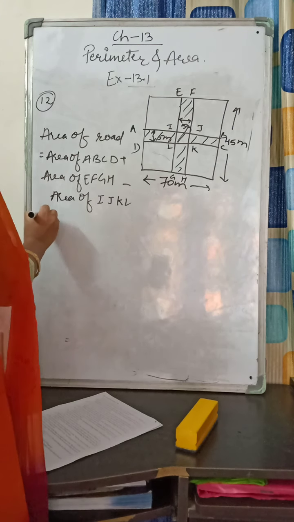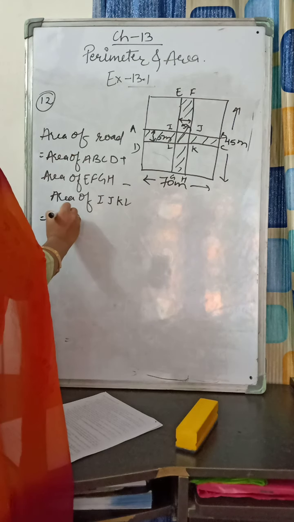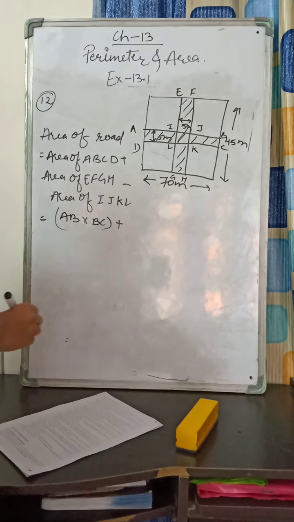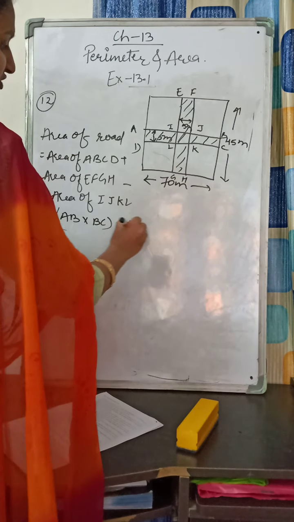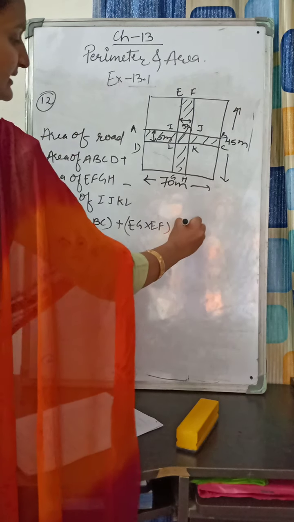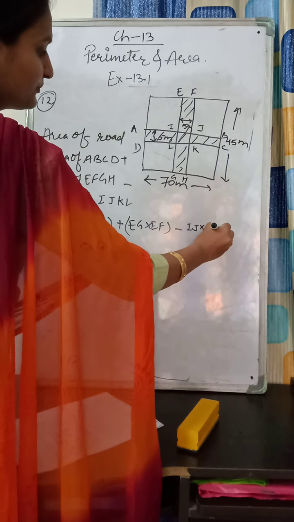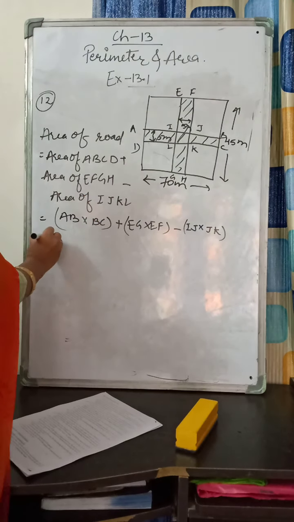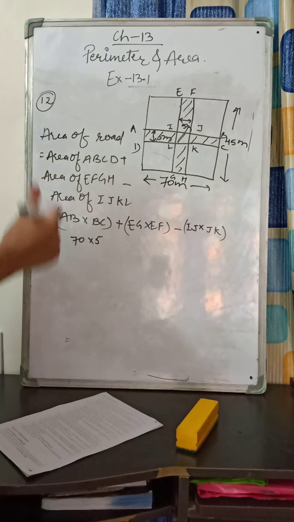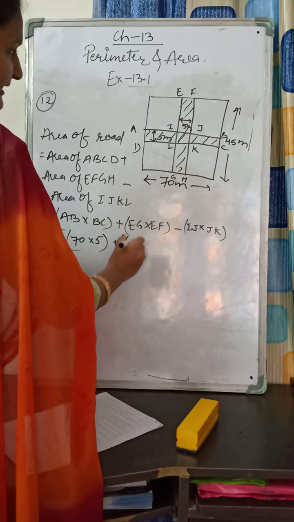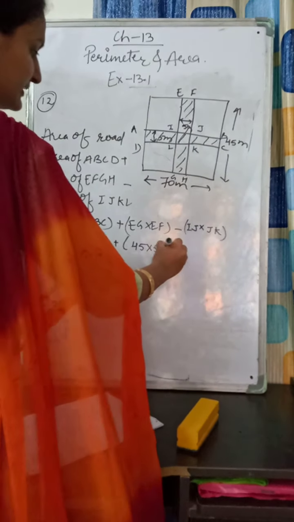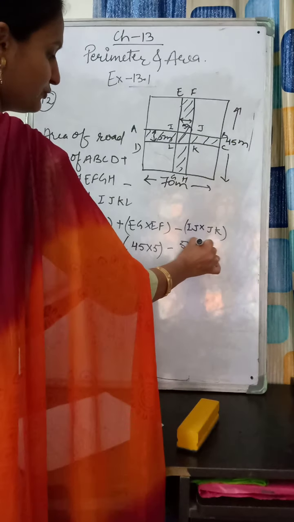Fine. So here is how we can find the area of ABCD, in which AB is the length and BC is the breadth, plus EFGH, in which EG is the breadth and EF is the length, minus IJ into JK, length and breadth. So here AB is 70, BC is 5, the width of the road, plus EG is 45 and the breadth is 5, then minus 5 into 5.